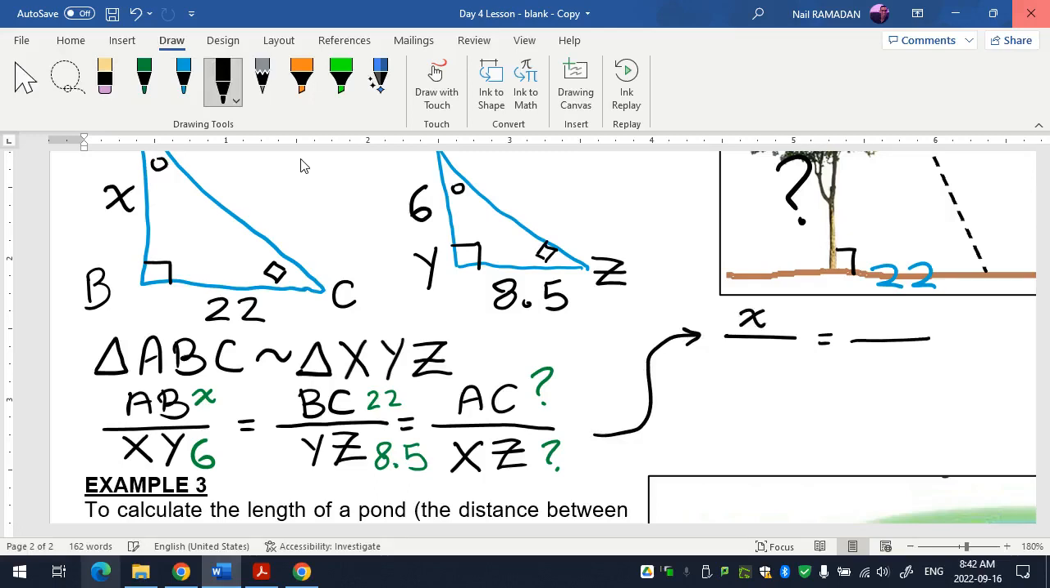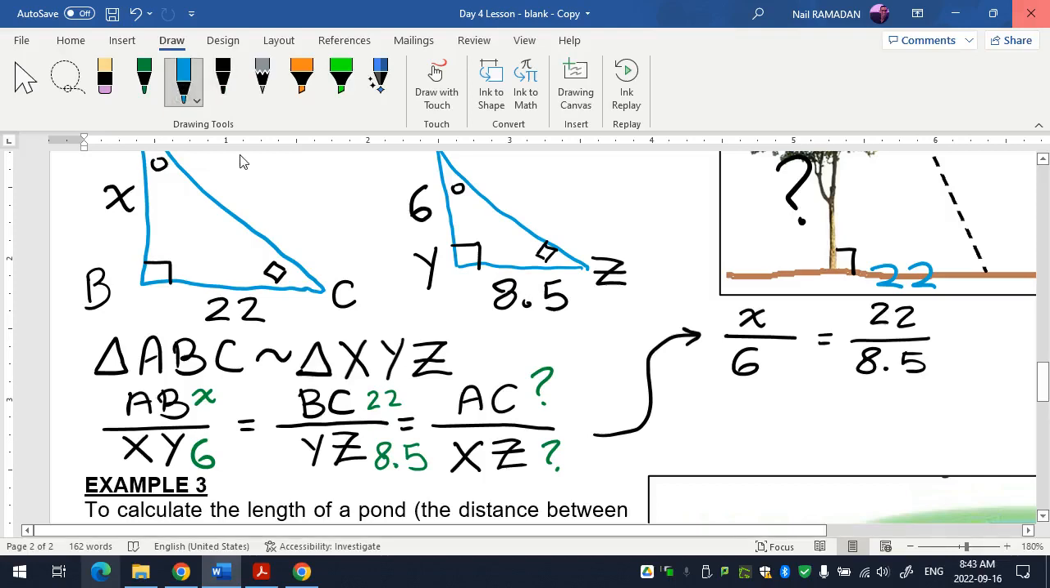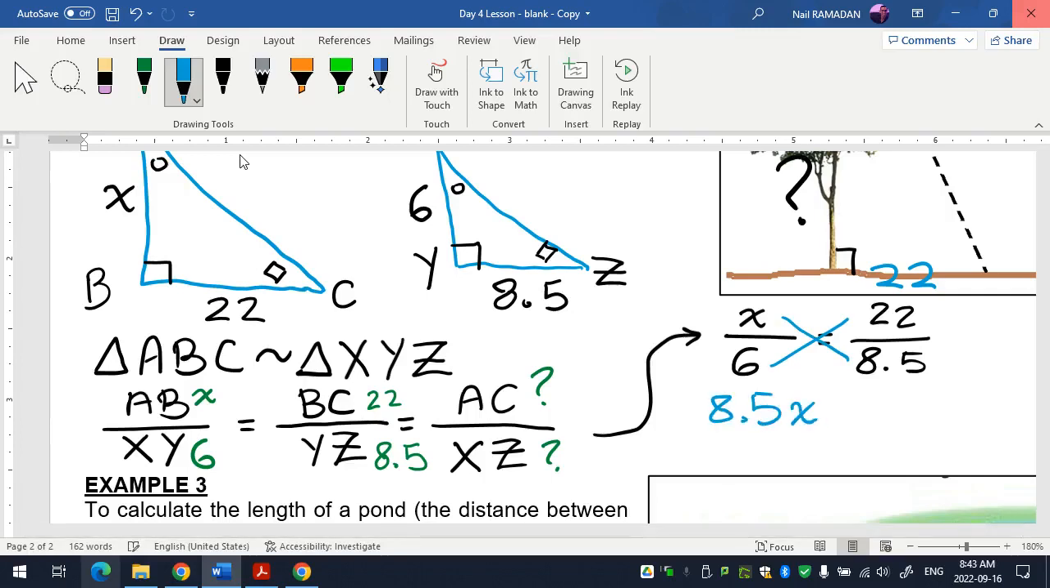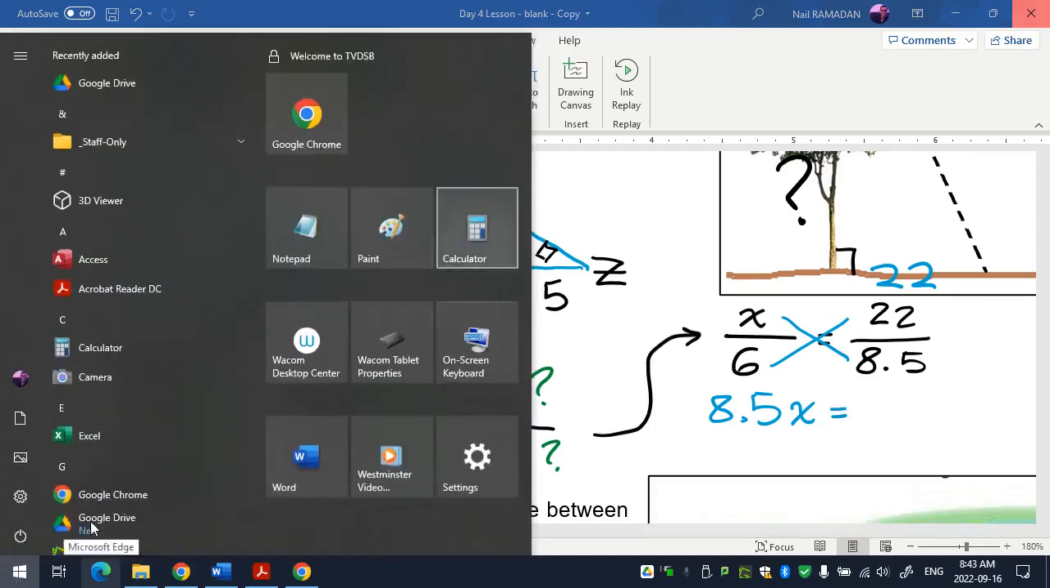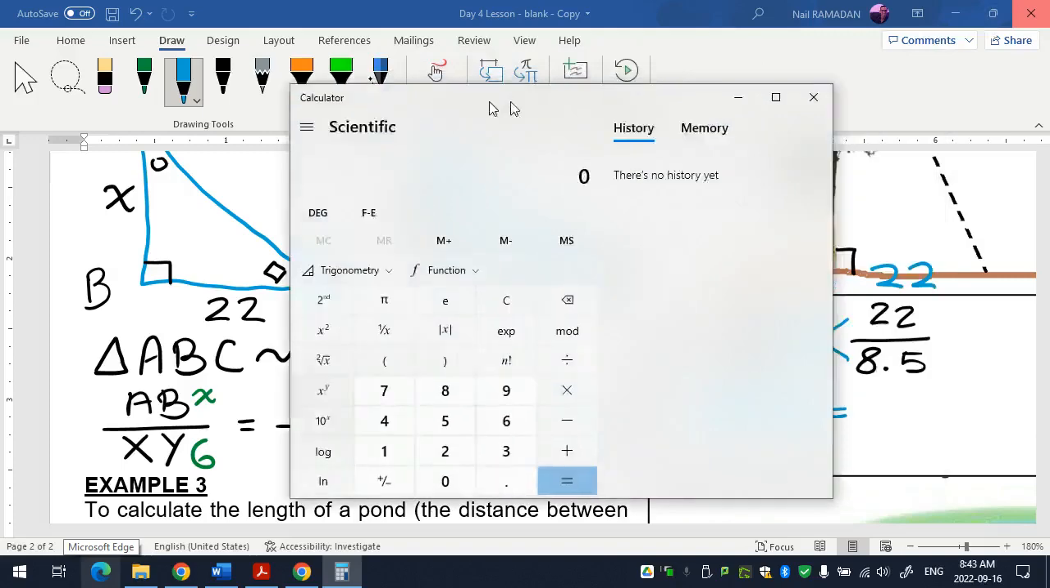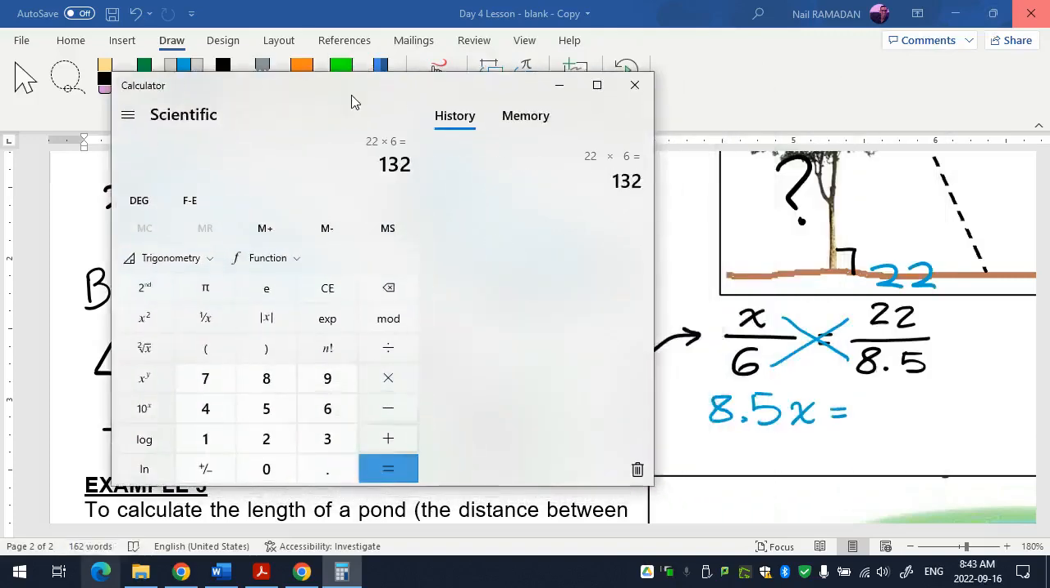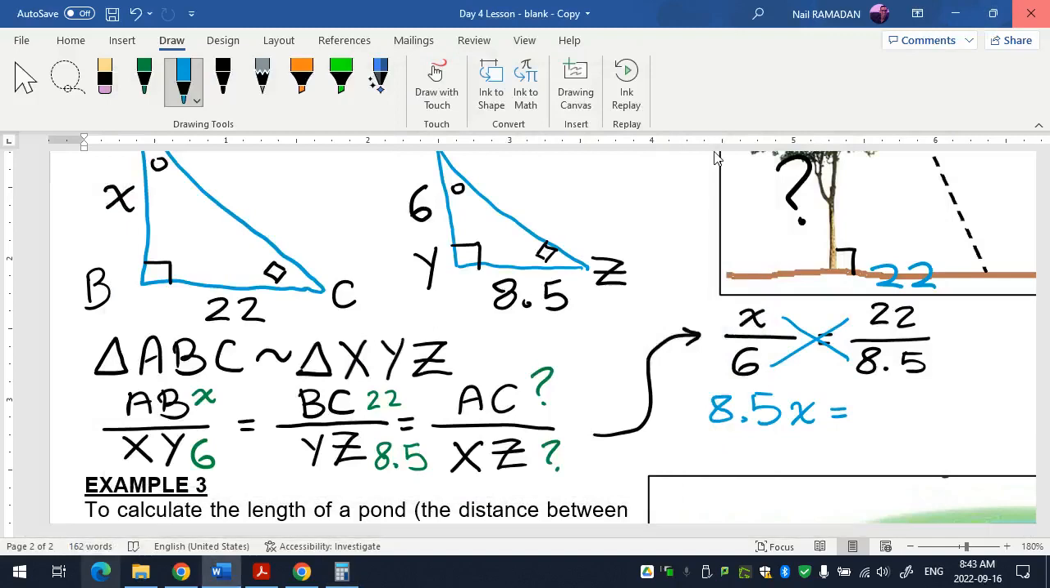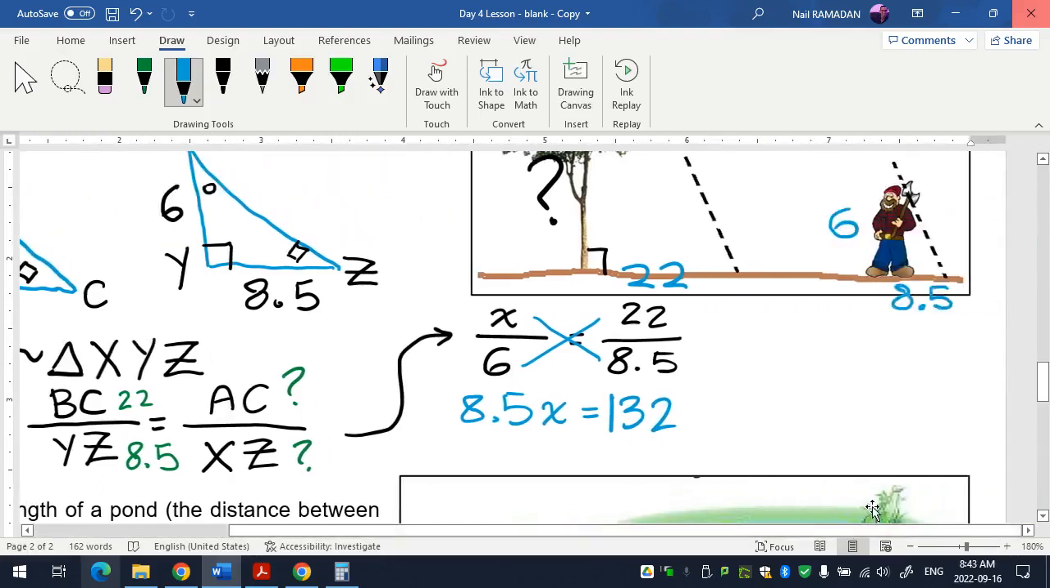Now let's put the numbers in. So I have x over 6 equals 22 over 8.5. What do you always do when you get to a step like this? What's the process name? Cross multiplication. So cross. 8.5x equals, let me just, 132. Let's take 22 times 6, 132. Perfect. That's it. We're almost done.